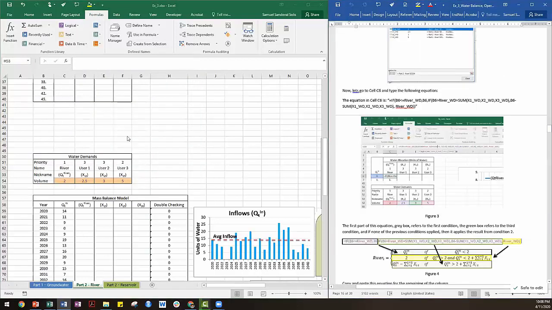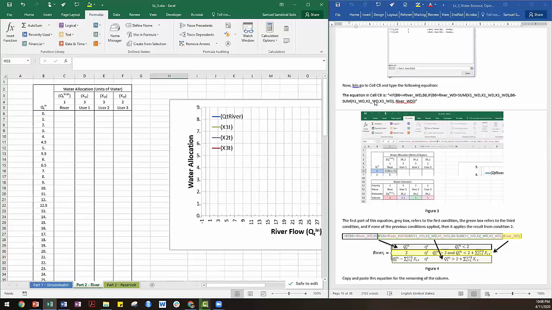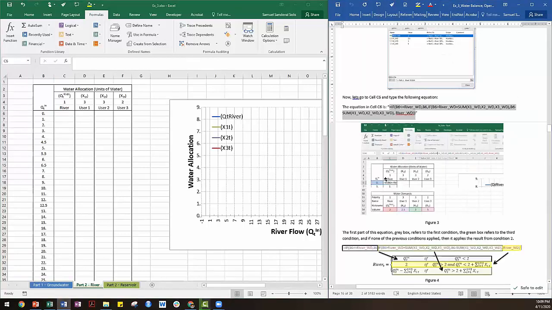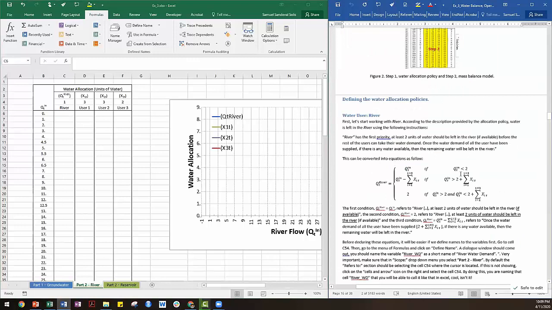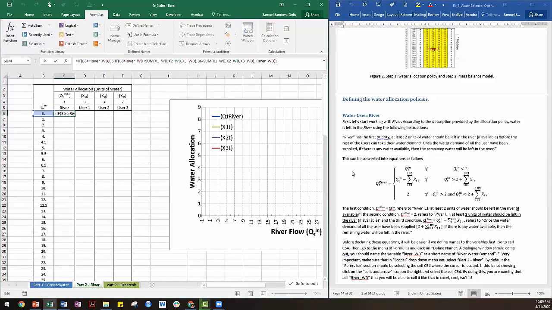Now we will start with this first part, defining, as I was explaining before, how the river will use this first water, which is that specific equation. For this equation, we first say that if the available storage is less than the river water demand, then it's going to be only this available storage. So this portion here corresponds to this portion here.